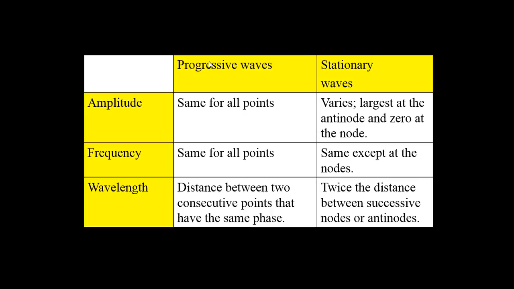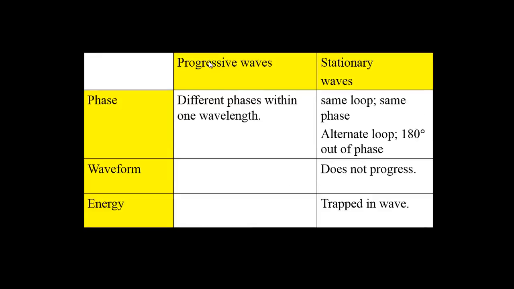Okay, next we look at the wavelength. For progressive waves, it is the distance between 2 consecutive points that have the same phase, so it's exactly 1 lambda apart. But for stationary waves, it will be twice the distance between successive nodes or antinodes.